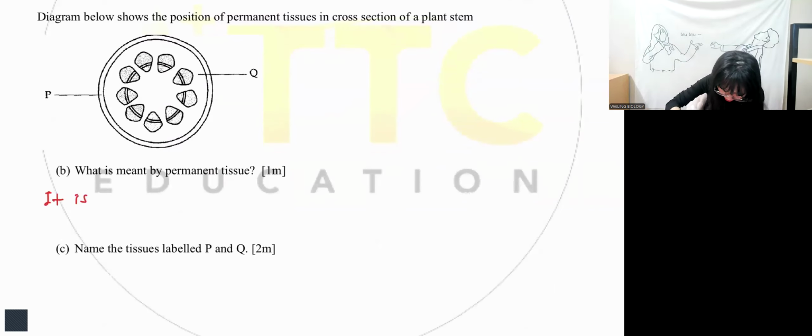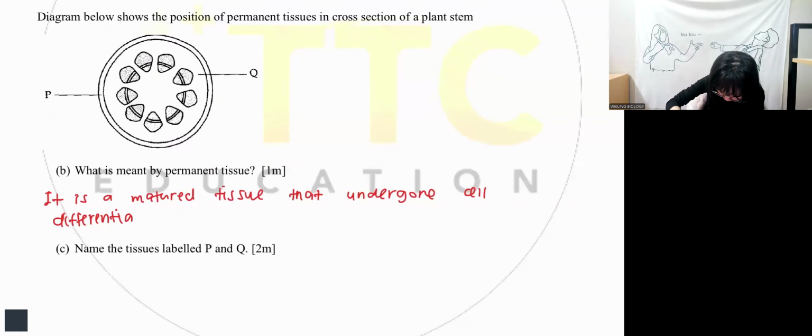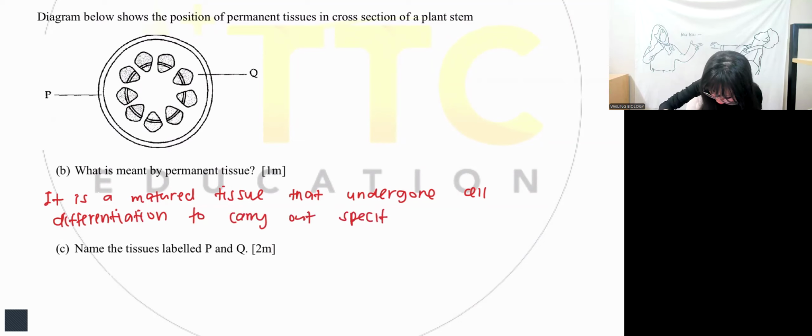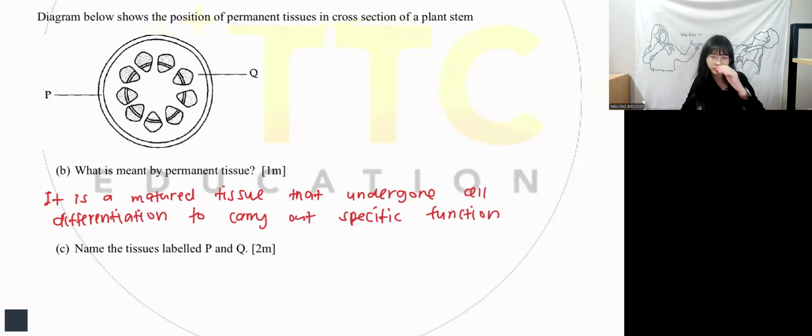it is a matured tissue that underwent cell differentiation to carry out specific function. To carry out specific function.